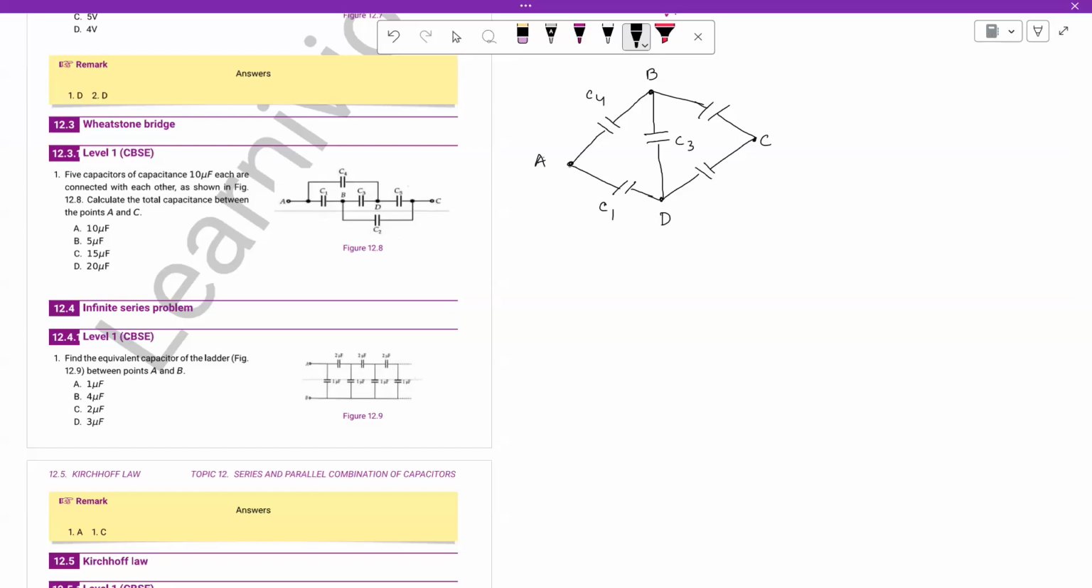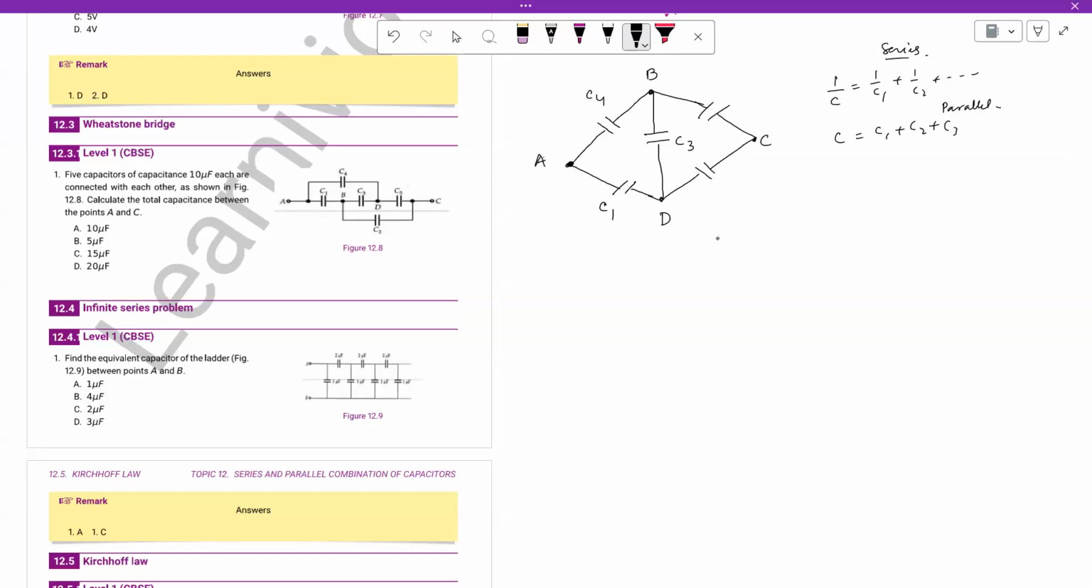So we have to calculate the capacitance from A to C. And we know that in series, 1 by C is 1 by C1 plus 1 by C2 and so on, and in parallel, it is simply C1 plus C2 plus C3, right? So this is parallel and this is series.